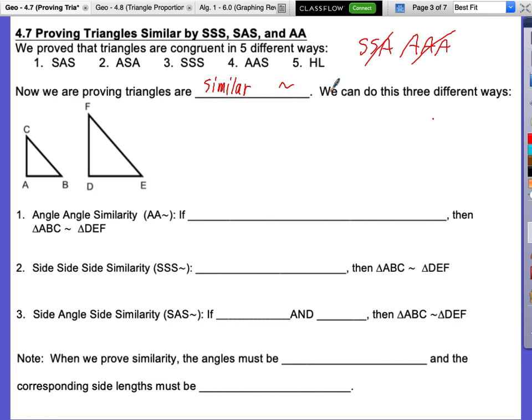Okay, so angle similarity is the first one we're going to talk about. We have these 2 triangles we're trying to prove similar. Somebody give me a pair of corresponding angles in here. Noah. Awesome. Angle A and angle D.